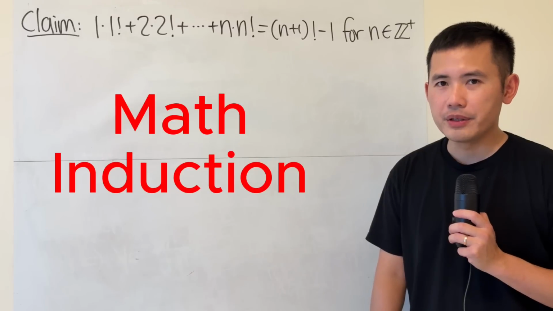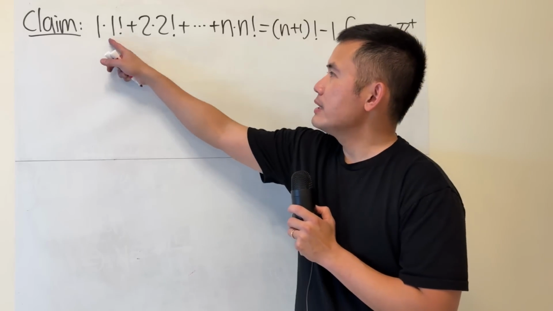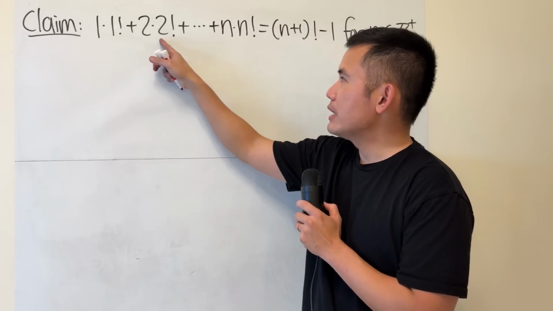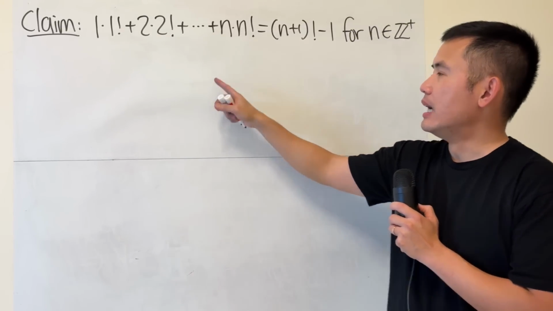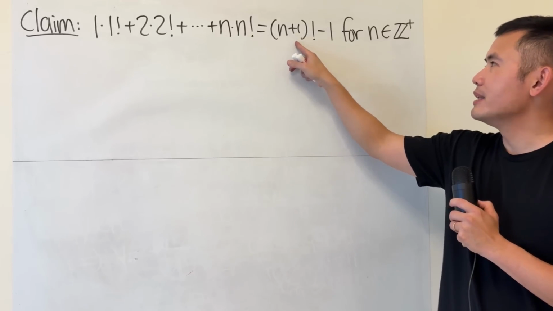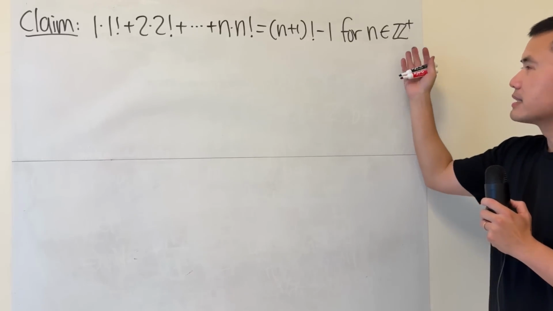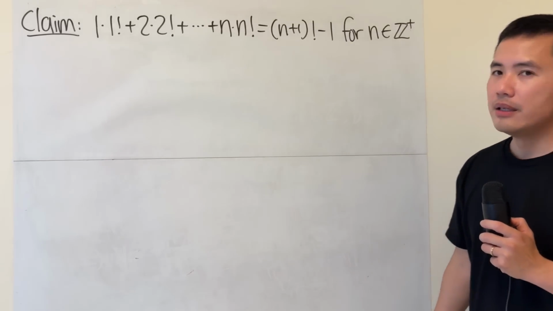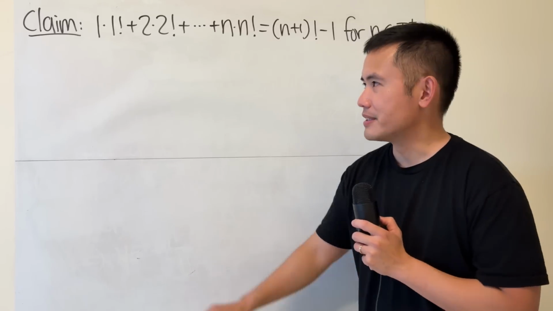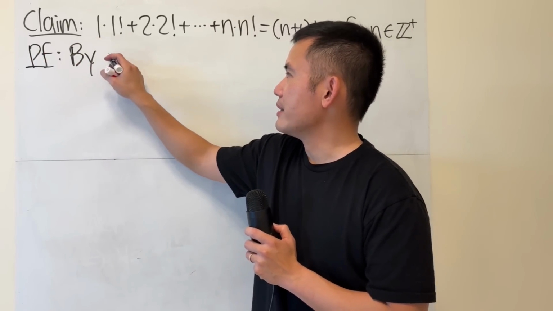Using mathematical induction to prove this formula. We are claiming that 1 times 1 factorial plus 2 times 2 factorial plus dot dot dot up to n times n factorial is equal to (n plus 1) factorial minus 1. And this is true for all positive integers n. So, proof by induction.